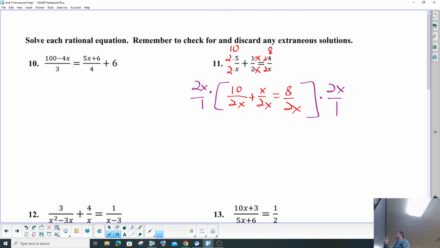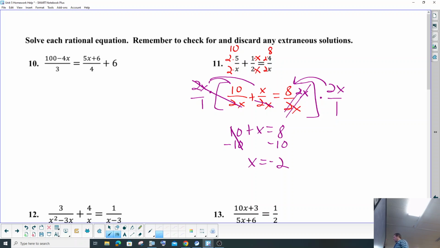So then the 2x is going to be multiplied through. And so those 2x's will eliminate with the bottom. And so then we just have 10 plus x equals 8. Whoa, we did it! So now we're going to minus 10 to the other side, minus 10. And so we get x equals negative 2.